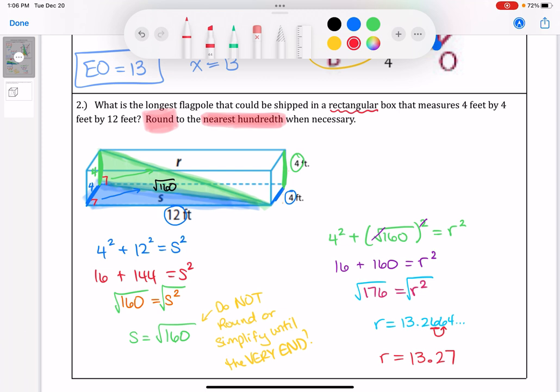And I'm going to look back. We are talking about feet. So it's 13.27 feet. So again, remember, look for those triangles. Make sure they're right triangles before you do the Pythagorean theorem. Start with the one that you have enough information for and work your way through.